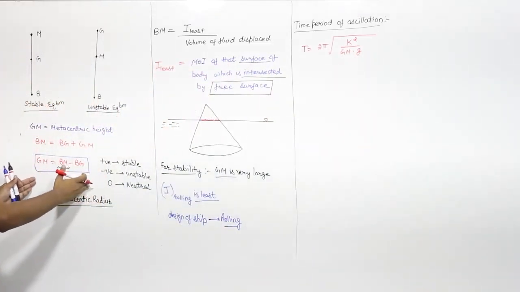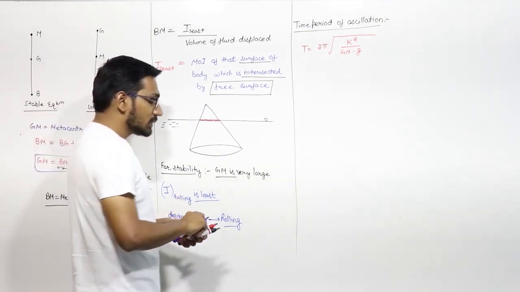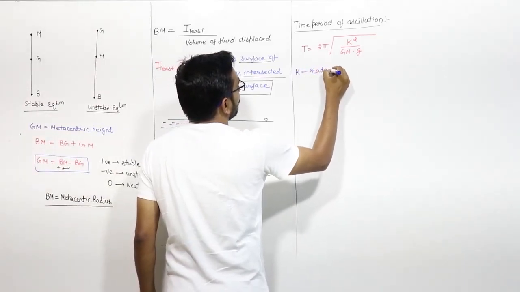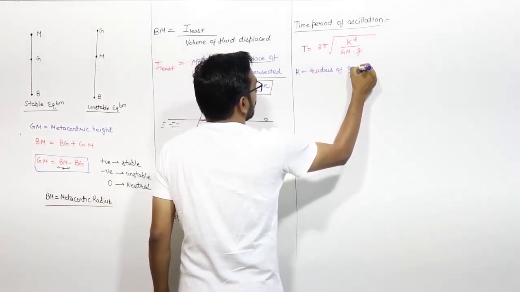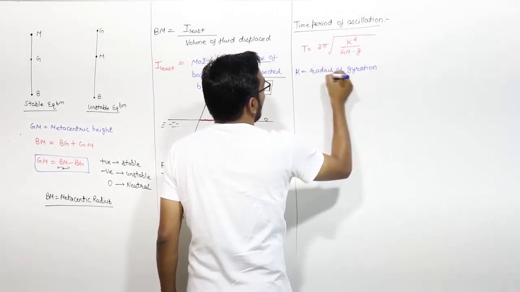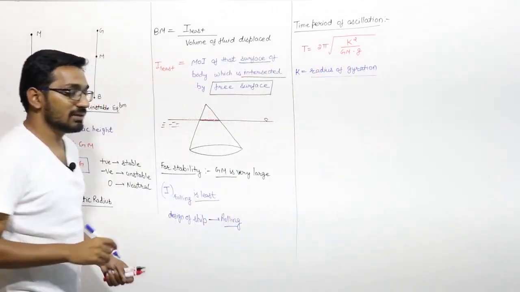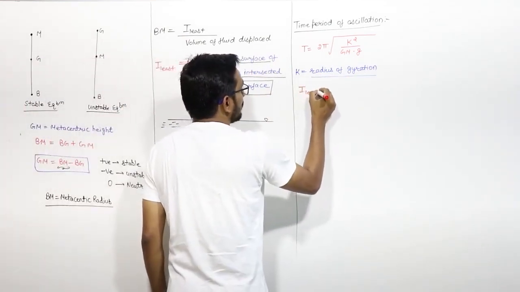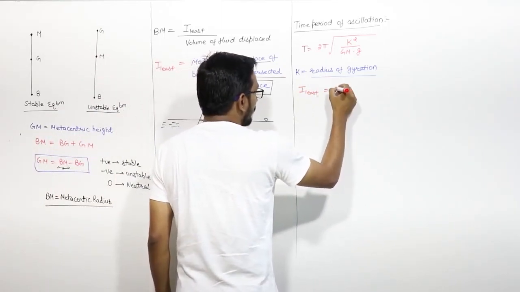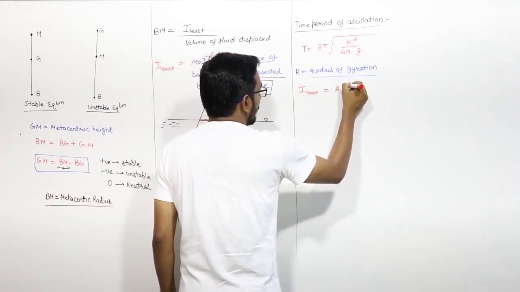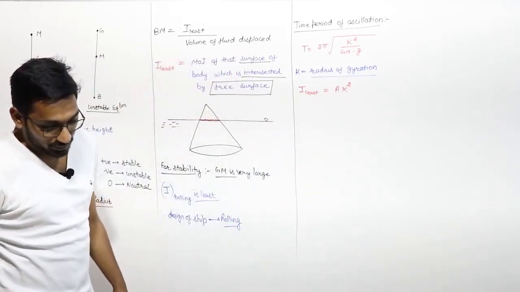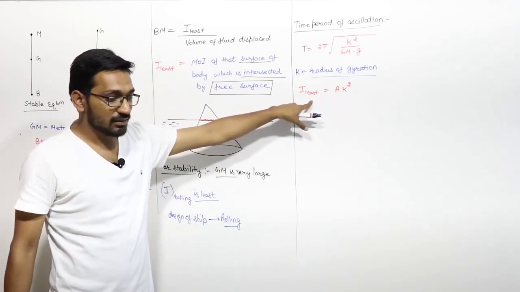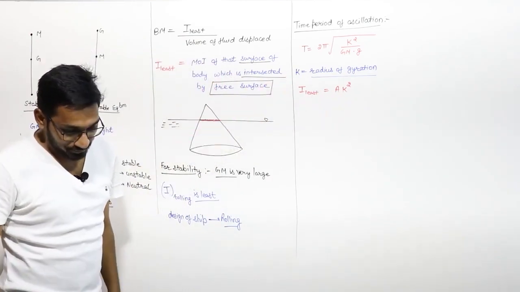GM you can calculate by this formula. g you know. k is known as the radius of gyration, and you can easily calculate this radius of gyration. How will you calculate it? You know that the least moment of inertia will be equal to area into k square. So from here you will easily get the value of k, since area and I you know.